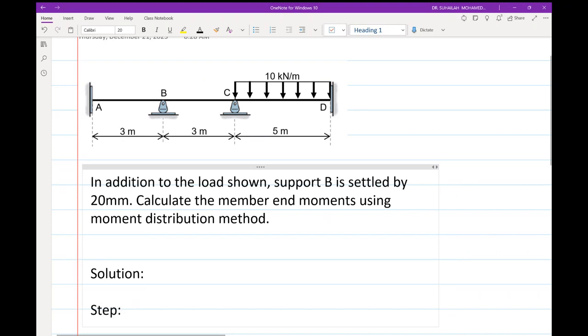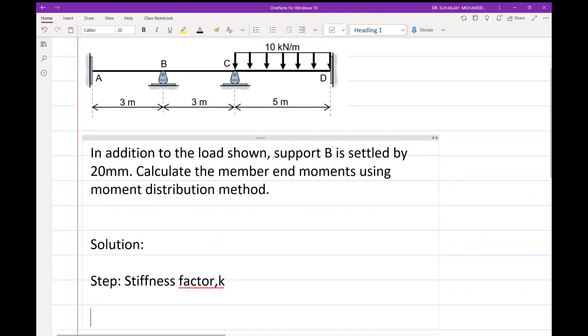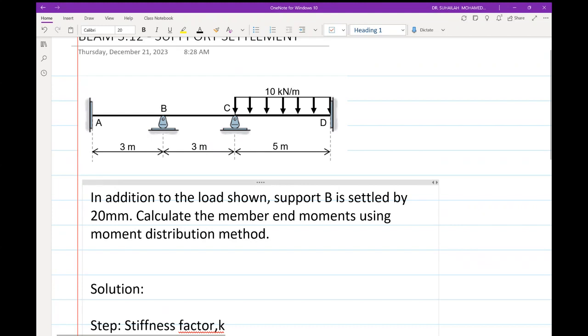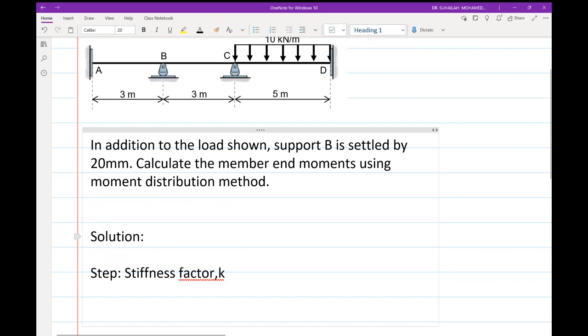For step number 1, we have to calculate the stiffness factor in order to calculate the distribution factor. For the stiffness factor, we assume that EI for each member is constant. A and D are fixed ends, so we use 4EI over L for all members. For AB, we use 4EI over L because A is far and fixed. BC is internal, so we use 4EI over L. CD, D is far and fixed, so we use 4EI over L. For the distribution factor, we use K divided by total K, member stiffness divided by joint stiffness.